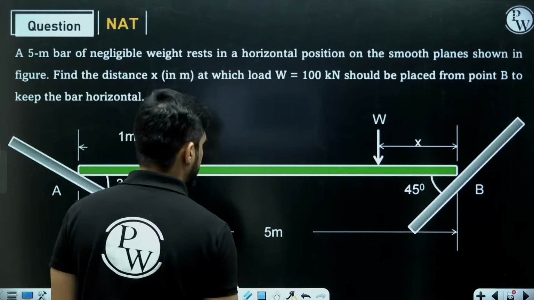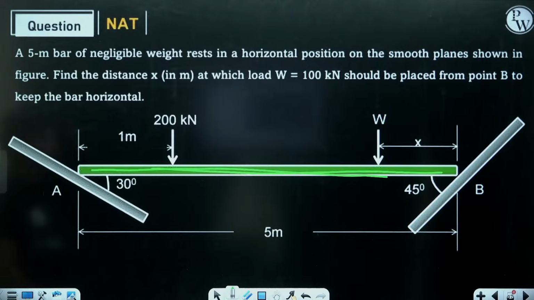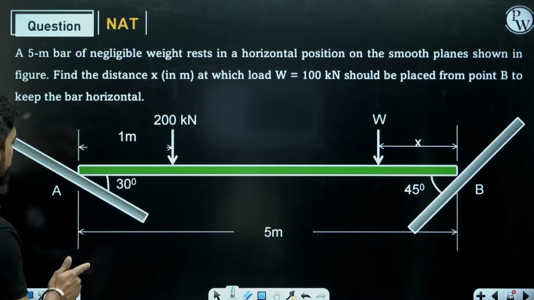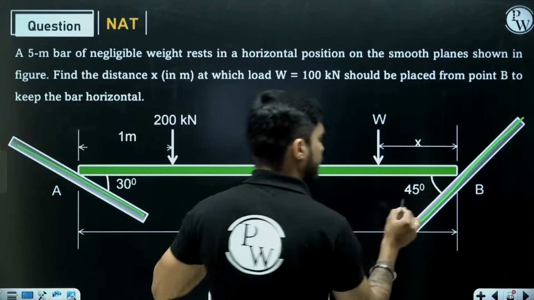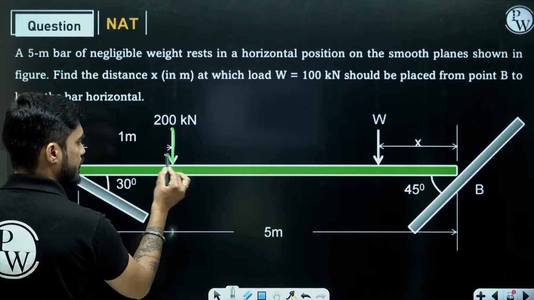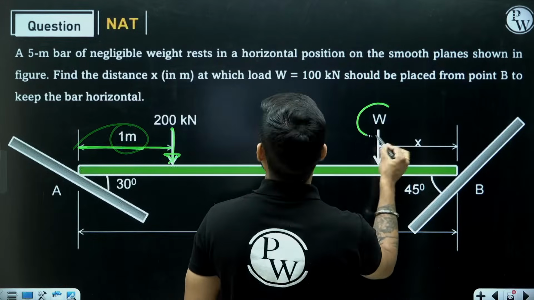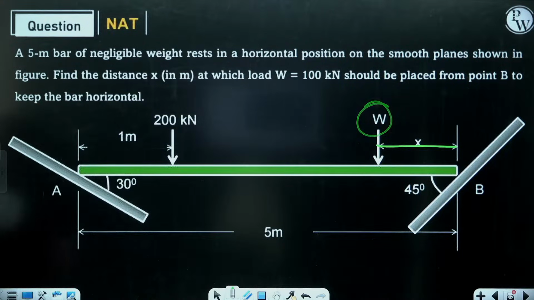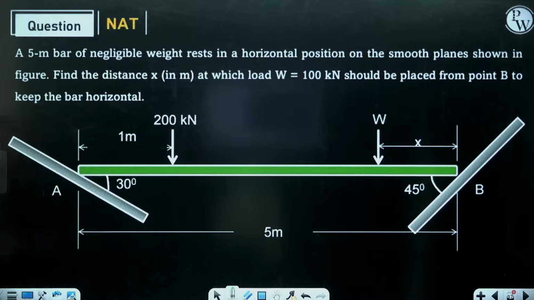Understand the question here. What they are saying is, we have a 5-meter long bar of negligible weight. It is resting in horizontal position. The bar is horizontal right now. There is one surface at 30 degree with horizontal here, and there is one surface at 45 degree with horizontal here. Now, the distance of 200 kilonewton force from left end is given 1 meter, and you need to find the distance of 100 kilonewton force W from this right end. So in this question, we have to find the distance x.